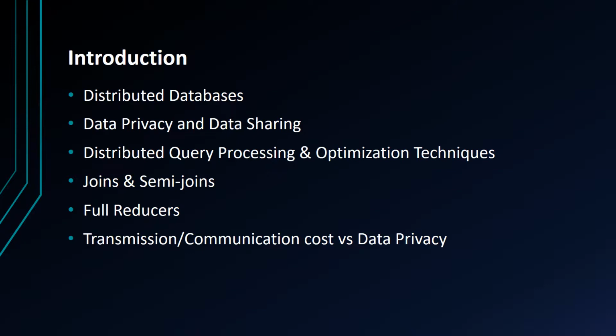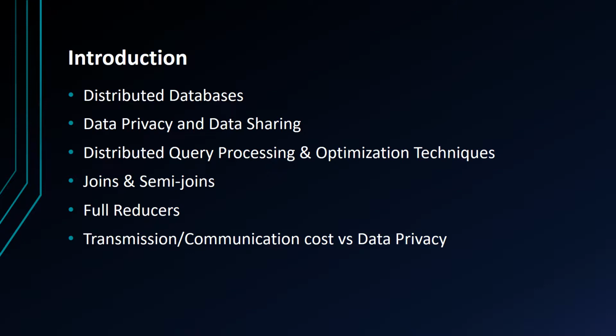There are three kinds of access control mechanisms: discretionary access control, mandatory access control, and role-based access control. We also have row-level access control. So when data privacy is another concern for data sharing in a distributed database approach, then there is a trade-off between transmission cost and data privacy. We will come to this one by one.